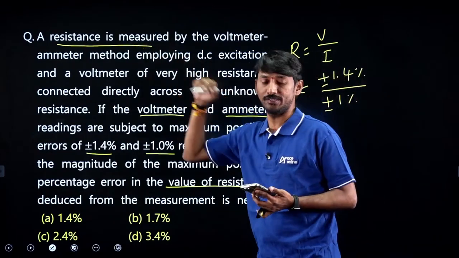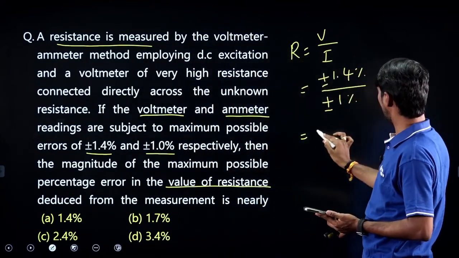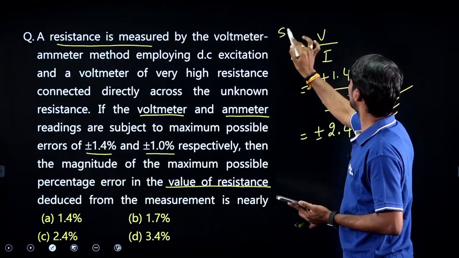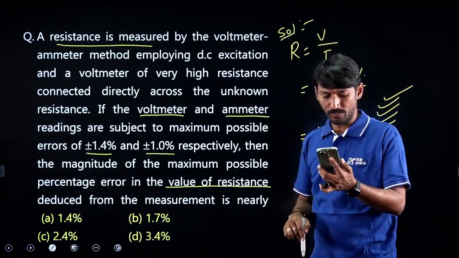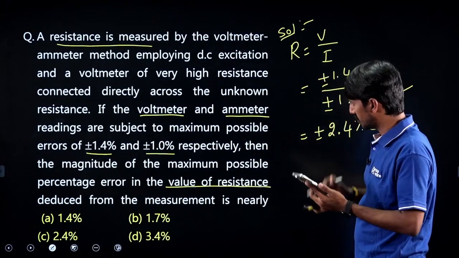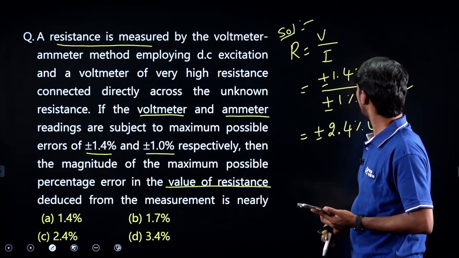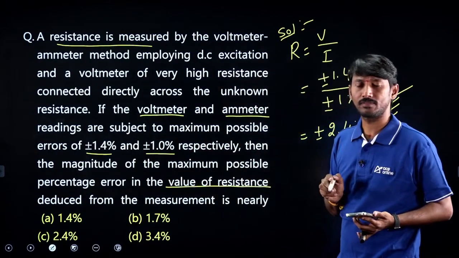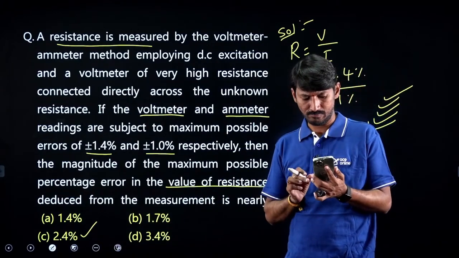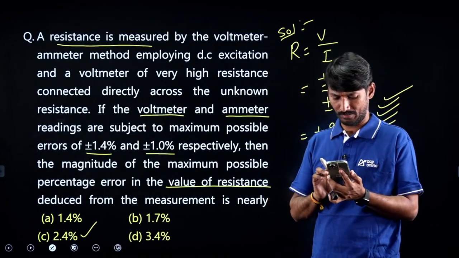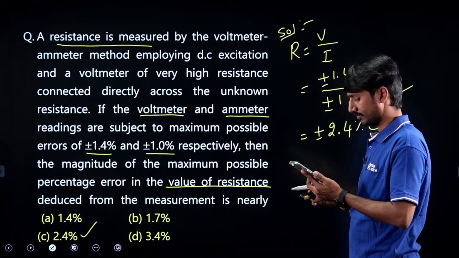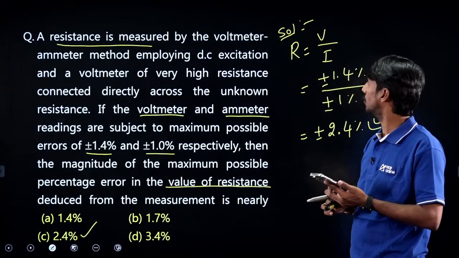V by I, resistance. So 1.4 and 1 gives plus or minus 2.4%. Not 3.4, it is 2.4. Anita also gave option D, 3.4, is it? No. 1.4 and 1 is 2.4. So option C is the answer. Clear? Okay. Next.